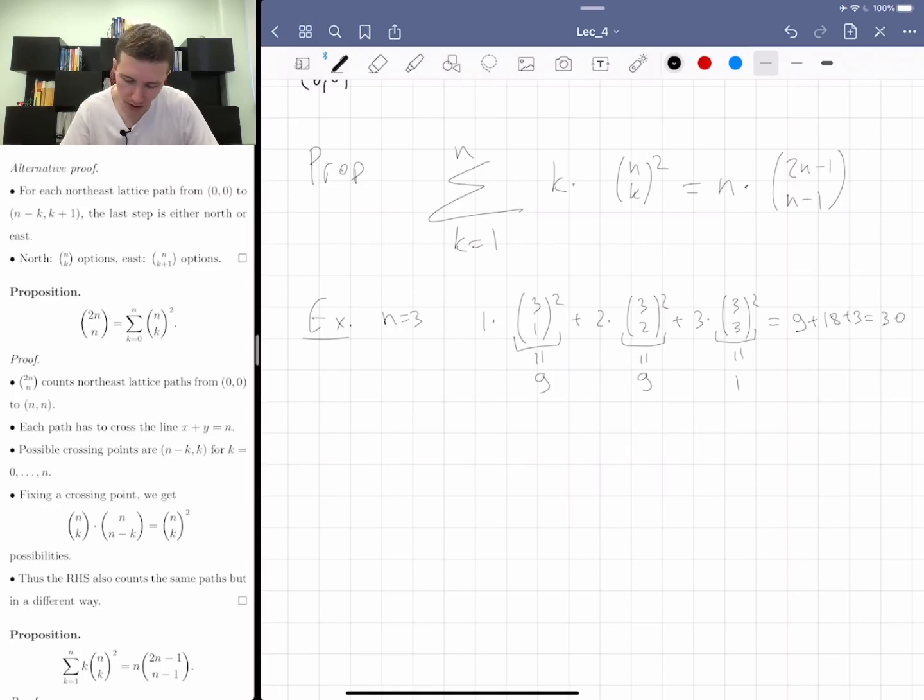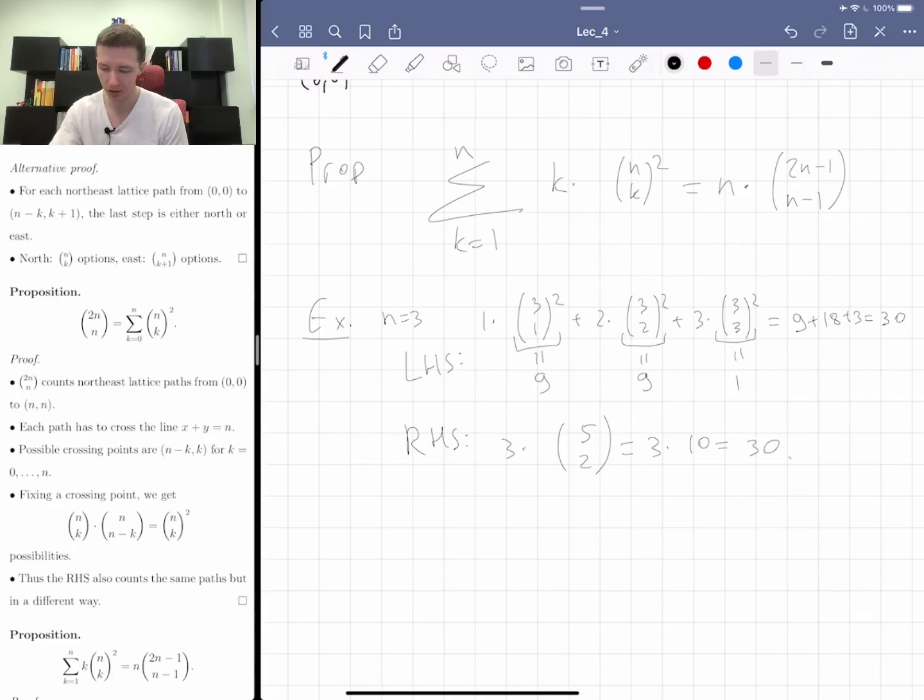That's the left-hand side, and the right-hand side is I have to multiply n by 2n minus 1. So 3 times 2n minus 1, that's 5, choose 2. And 5 choose 2 is 10, I think. 3 times 10, it better be 10, is 30. So yes, 30 equals 30. Completely mysterious why that would be true. But through the power of combinatorics, we can prove it by just guessing what's happening in the background.